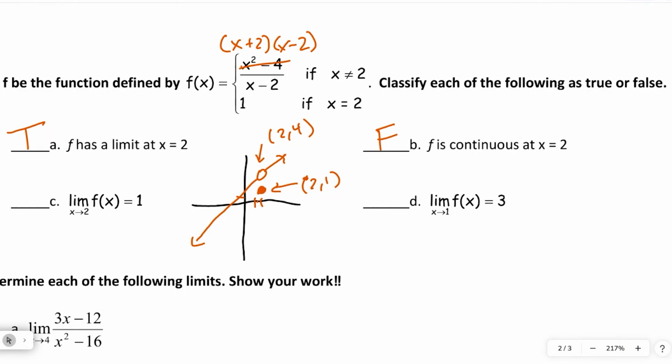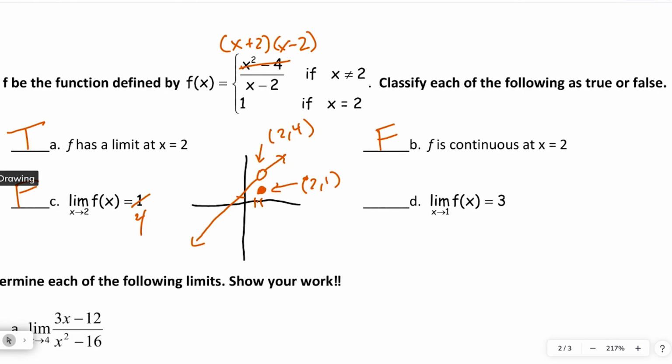C says the limit as x approaches 2 is 1. That is not true. It is going to be 4. You can see that as we approach 2 from the left and we approach 2 from the right, we are getting closer to 4, not where that extra point is.